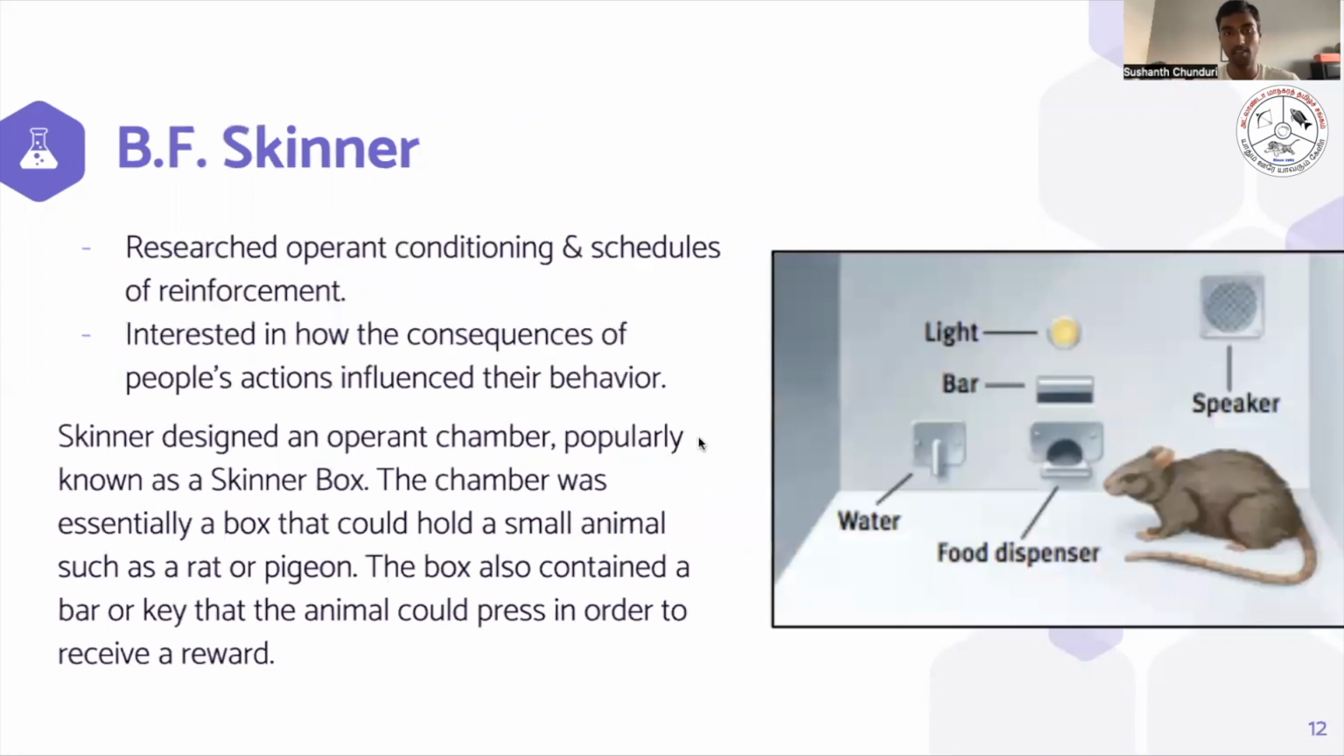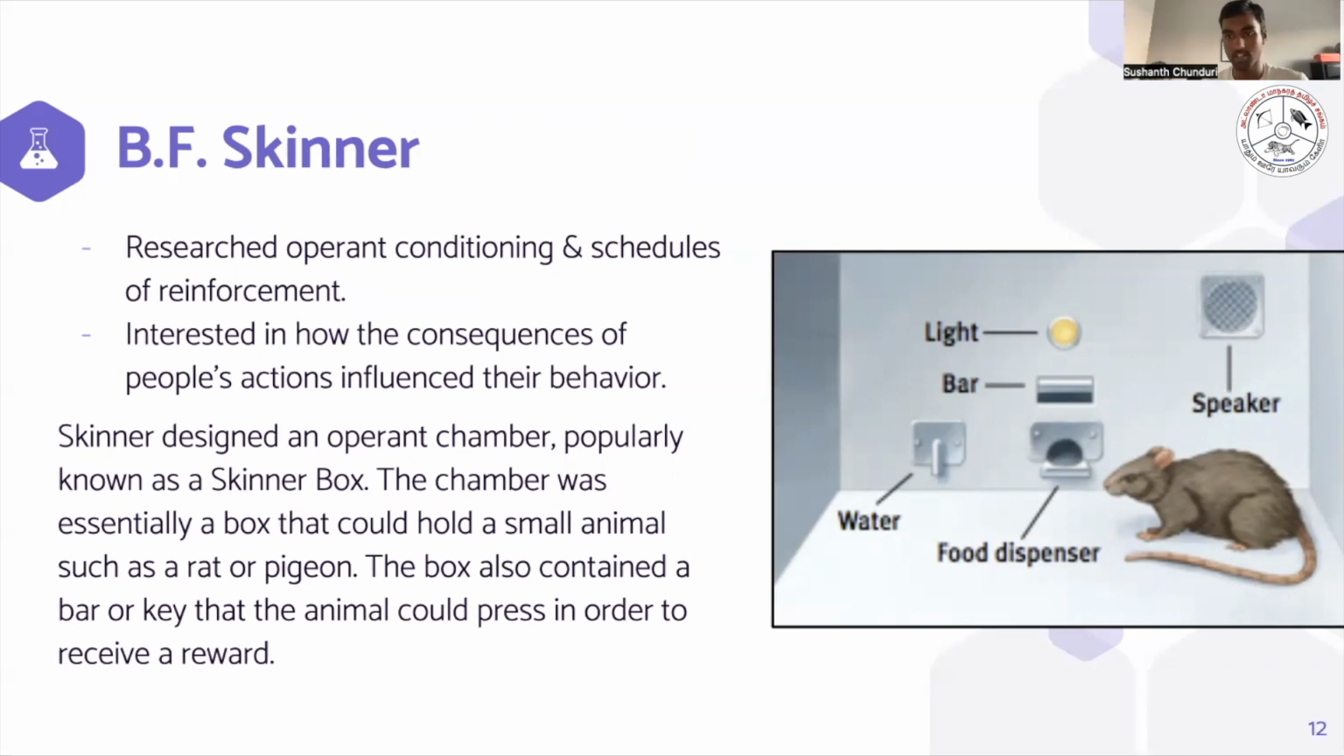All right, let's talk about B.F. Skinner, and he's one of the most well-known names in operant conditioning. He essentially researched the different types of operant conditioning and the schedules of reinforcement, and he was really interested in how the consequences of people's actions influence their behavior. So he designed this operant chamber, called the Skinner box, which held a rat or a pigeon, and could also hold a bar or a key that the animal could press in order to receive a reward.